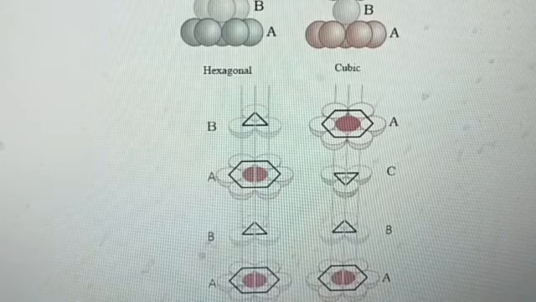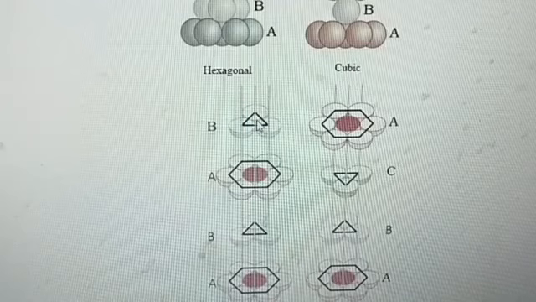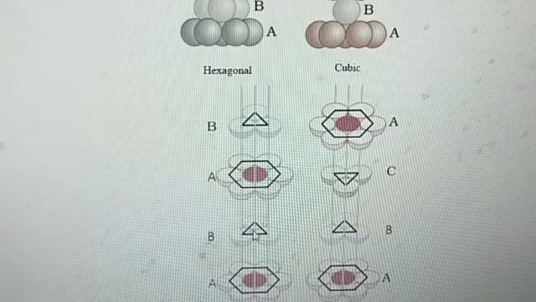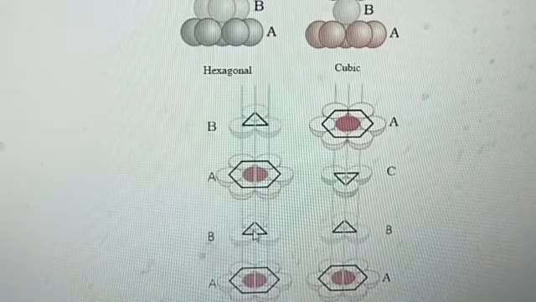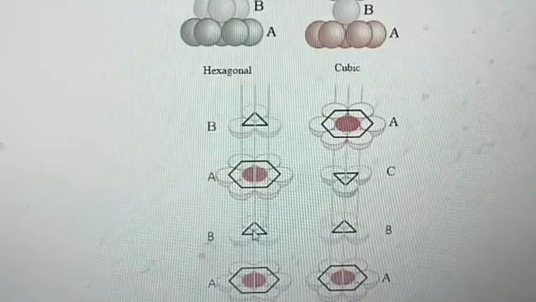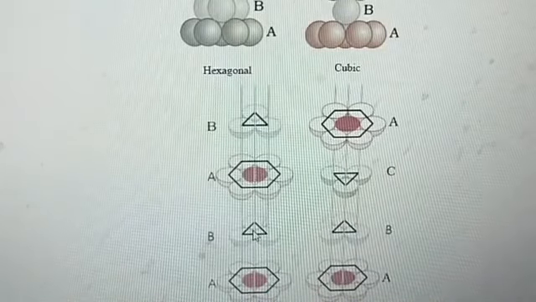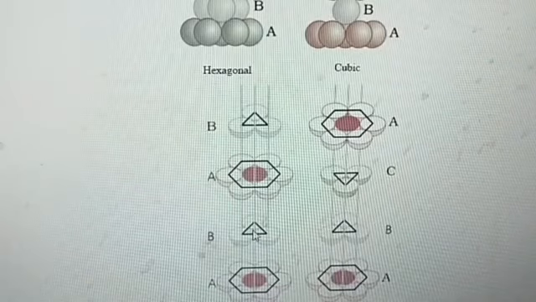AB type of arrangement. As hexagons, they are covering the tetrahedral voids. We can call it a hexagonal close packed structure. Next, how will the octahedral voids be covered?